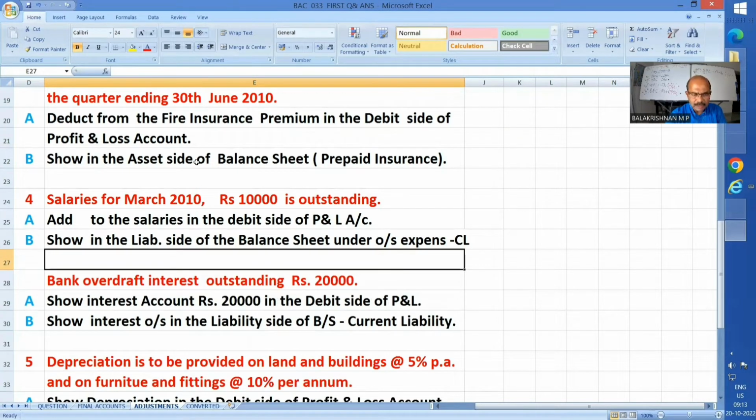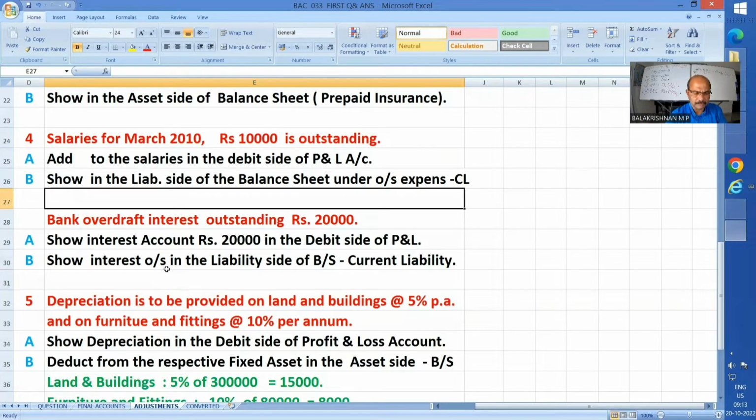And of course, it's a current asset only. Next one. Salaries for March 2010, rupees 10,000 is outstanding. Add to the salaries in the debit side of P&L account. Show in the liability side of the balance sheet and the outstanding expenses, of course, current liabilities.